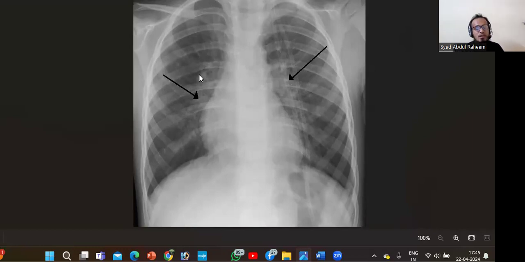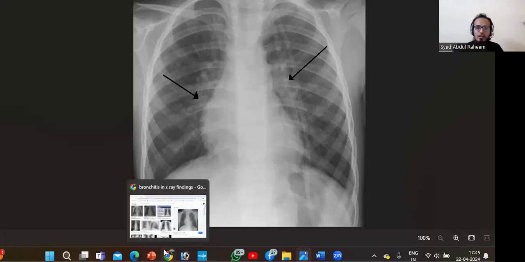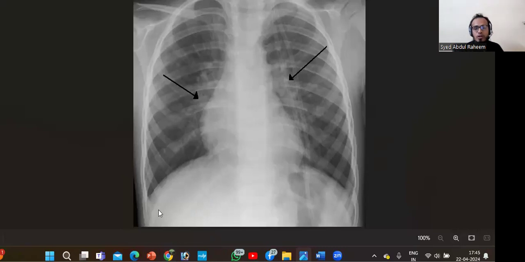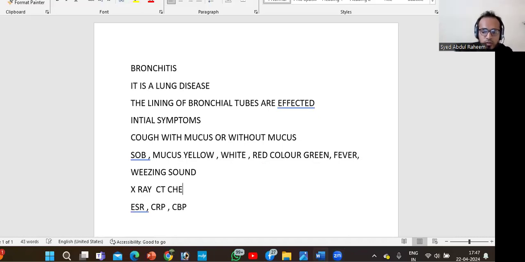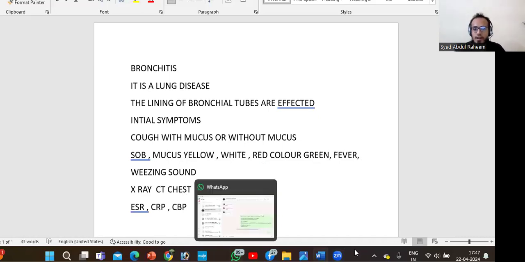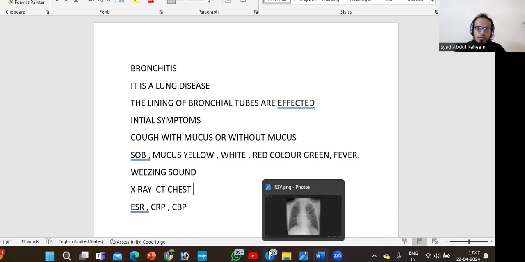Or else, sometimes our radiologist will also give the impression, where you can study the X-ray issues. This is a simple thing I can advise you. In the initial stage, you can see the X-ray and study the report given by the doctor. So, we'll see one of the reports. Sometimes you may need a CT to study any issues in the X-ray at a deeper level.